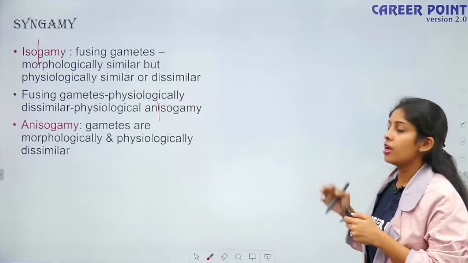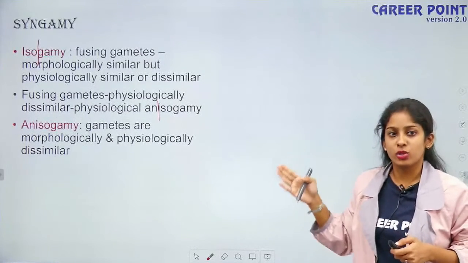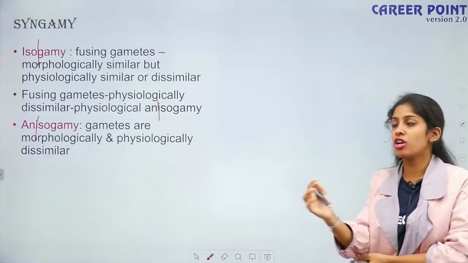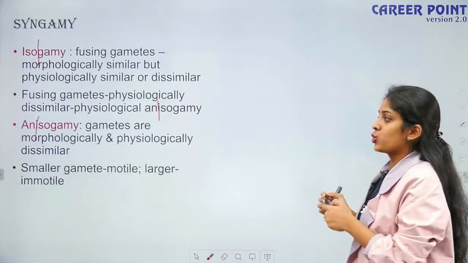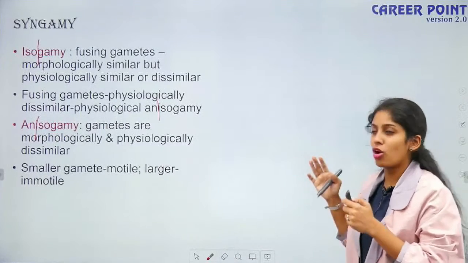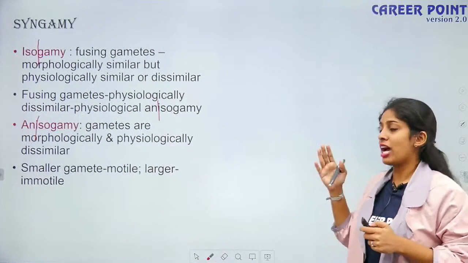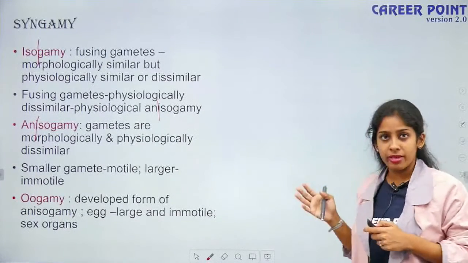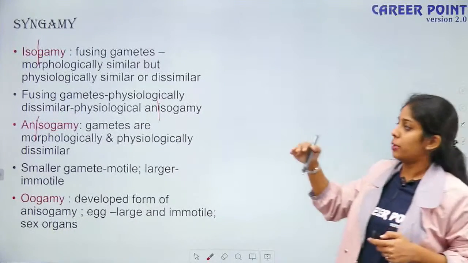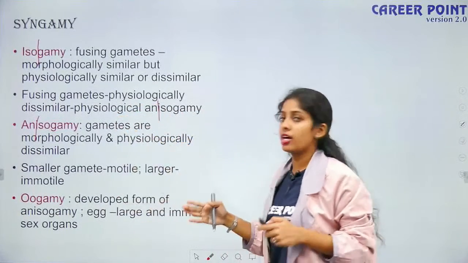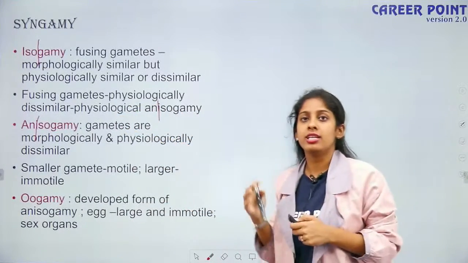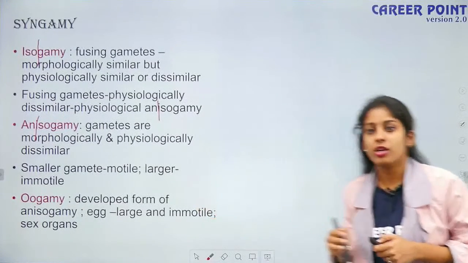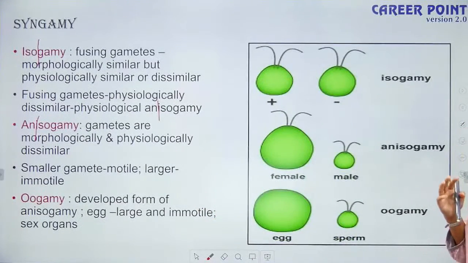Fine. The next term that I want to introduce is anisogamy. From the term itself, it's pretty clear. They are morphologically and physiologically dissimilar. Here you have a smaller gamete which is motile, and a larger gamete which is immotile. The last type of syngamy is oogamy. It is a developed form of anisogamy. Here one gamete is large and immotile, the other one is small and motile. Such a kind of difference is called oogamy. So these are the three types of syngamy that I want you to remember.